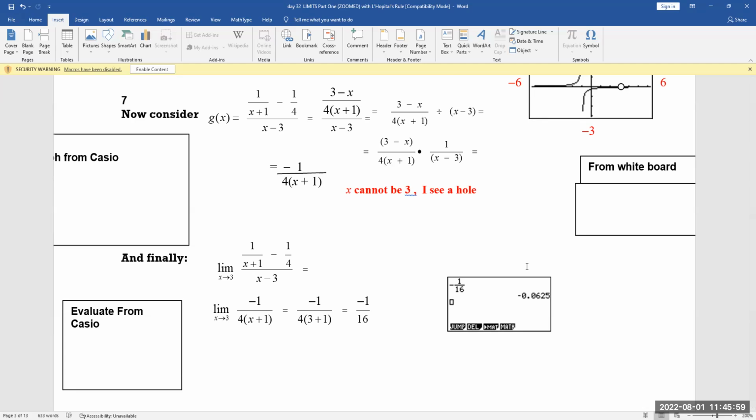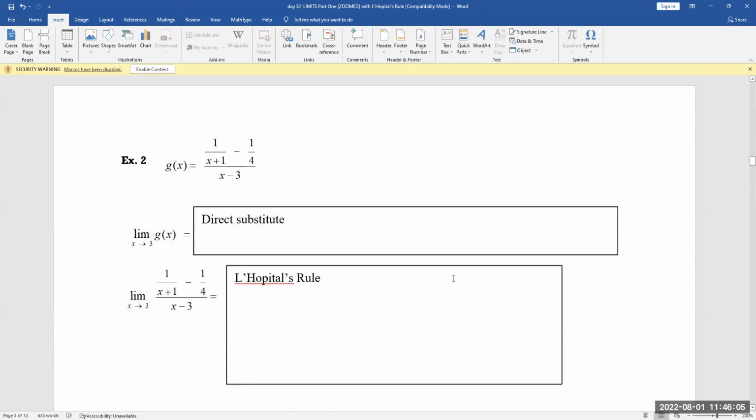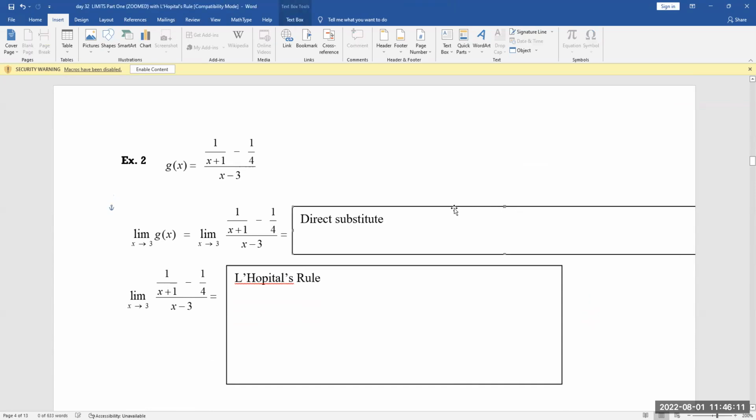Are we allowed to use L'Hopital's rule on this? I'm not sure, so let's go ahead and look at this with L'Hopital's rule. When we directly substitute in x is 3, so I've got my function, I directly substitute in the 3, and remember when we do this, we don't write the limit anymore.